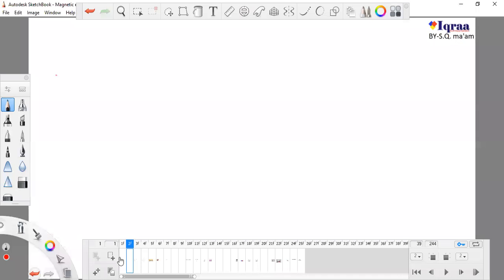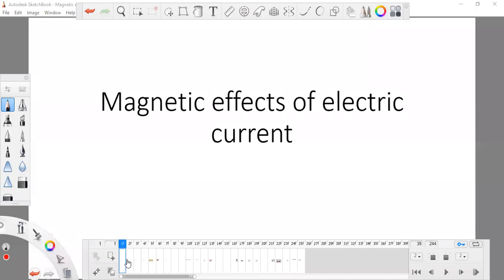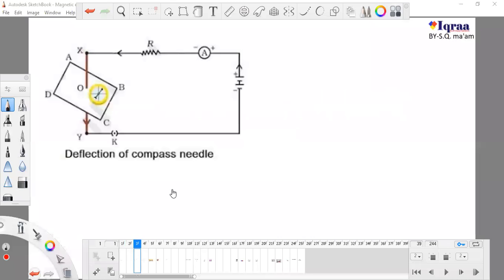We are going to start a new chapter. We started it the day before yesterday, and the chapter is magnetic effect of electric current. I'm just revising what we studied.